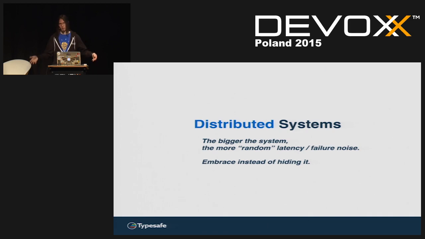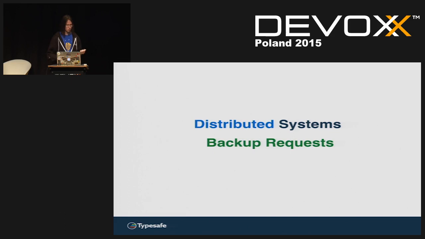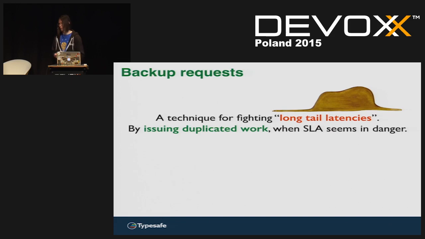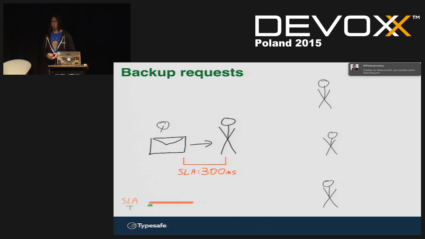So instead of hiding the failures, let's embrace them. And here are two examples of algorithms which actually embrace failure. Backup requests is a technique for fighting the long tail latencies, so the higher percentiles, by issuing duplicated work. Sounds wasteful? Yes, it is wasteful. So, why do I want to be wasteful? Because I want to hit my SLA, no matter what. It's better to issue some duplicated work than to not hit the SLA.